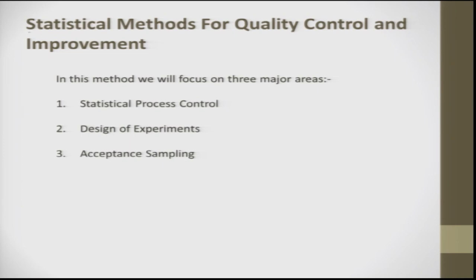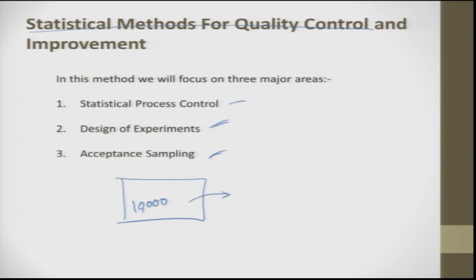So, statistical methods for quality control and improvement. There are three major areas where people have been working drastically, and they have included a lot of math behind it. That means to say it is a scientific approach: statistical process control. People have come out with design of experiments, and people have also come up with acceptance sampling. For example, I buy 10,000 pieces in a lot, and before I accept, if I start checking all the 10,000 pieces and then say yes, the lot is good, and then I will accept, it is going to be time consuming.